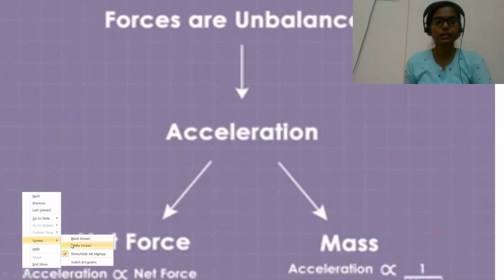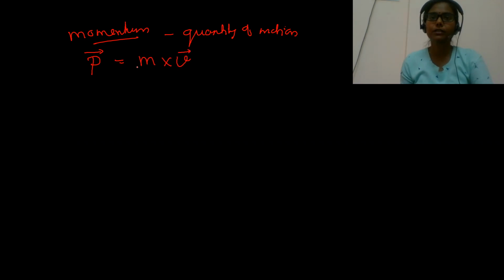I'll just take a screen to explain it better. So momentum is given by mass into velocity. The word momentum indicates the quantity of motion. Quantity of motion: how much the body will move. The quantity of motion is given by the momentum. It is represented using a symbol called P. It's given by the product of mass and velocity. Right, children? Momentum is given by the product of mass and velocity.